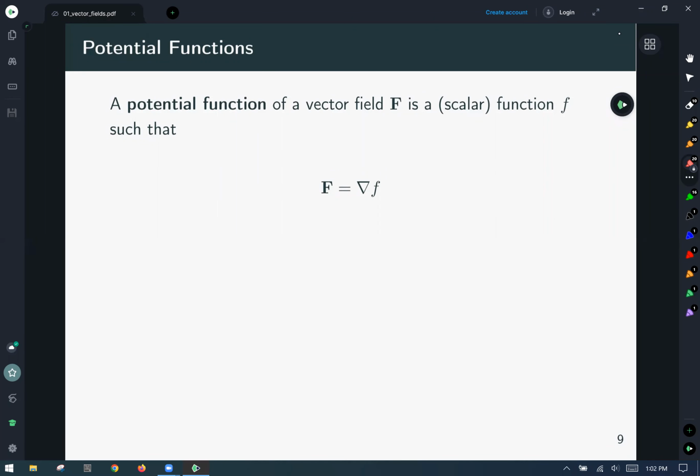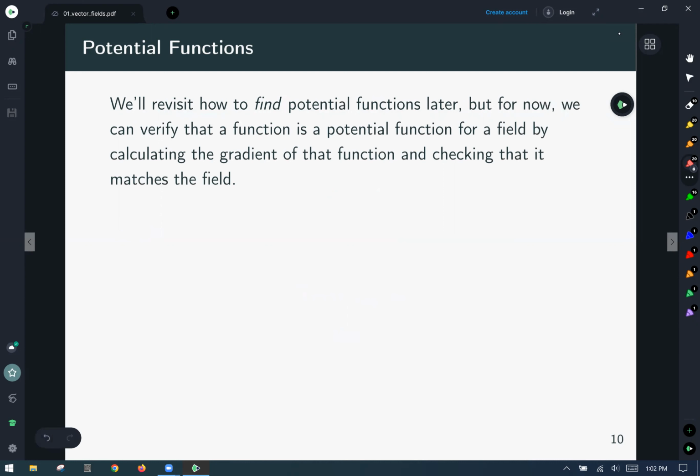So the next concept is something called a potential function. A potential function of a vector field is kind of going the other direction. Say you're given a vector field and you need to find the scalar function such that the gradient of that scalar function gives you the field. If you're given a field, that scalar function f whose gradient is equal to that field is called a potential function. So capital F is equal to the partial derivatives of that scalar function in each of their component locations. And we call these types of fields conservative. We're going to revisit how to find potential functions later, and we'll revisit conservative vector fields in much more detail later as well.